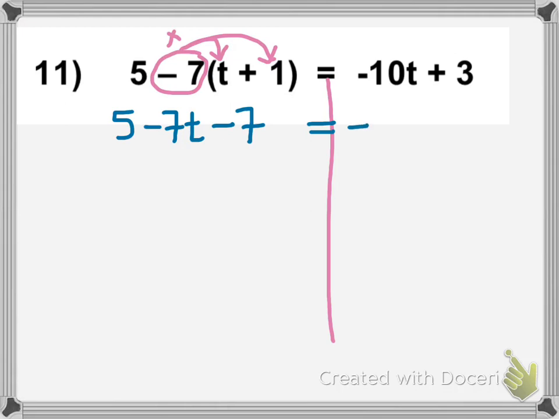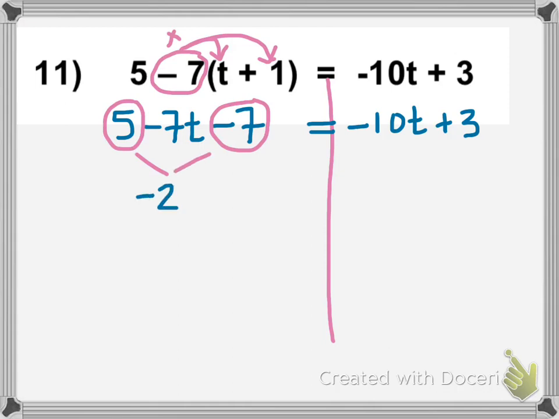Equals. On the right, we still have negative 10t plus 3. On my t's, notice I put a little tail on them so they don't look like pluses. Step 2, clean up each side. On the left side, I can combine my 5 with my negative 7. These are my two constants. Those will combine, if I add them together, to make a negative 2.